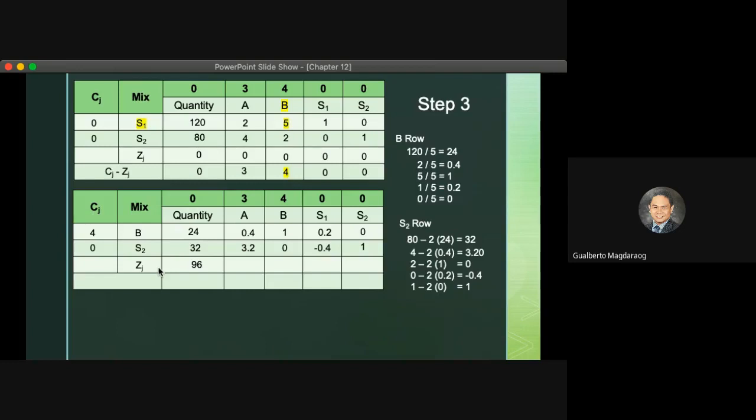And then you do the same for the rest of the columns. 4 times 0.4 and 0 times 3.2 equals 0. This is 1.6. 4 times 1 is 4. 0 times 0 is 0, so equals 4. 4 times 0.2 plus 0, that's 0.8. 4 times 0 and 0 times 1 is 0.